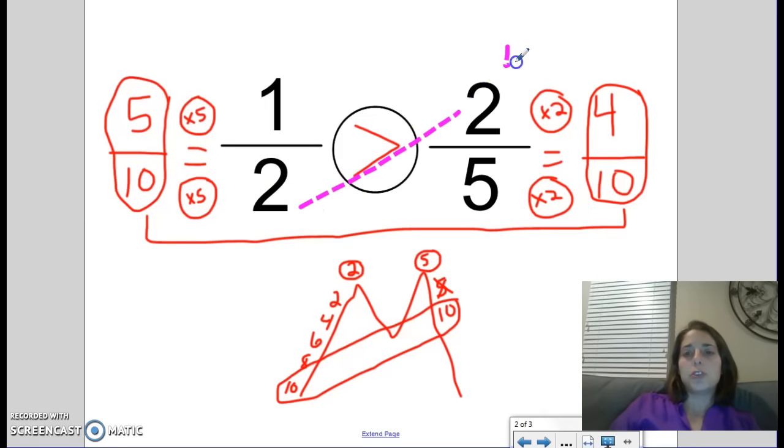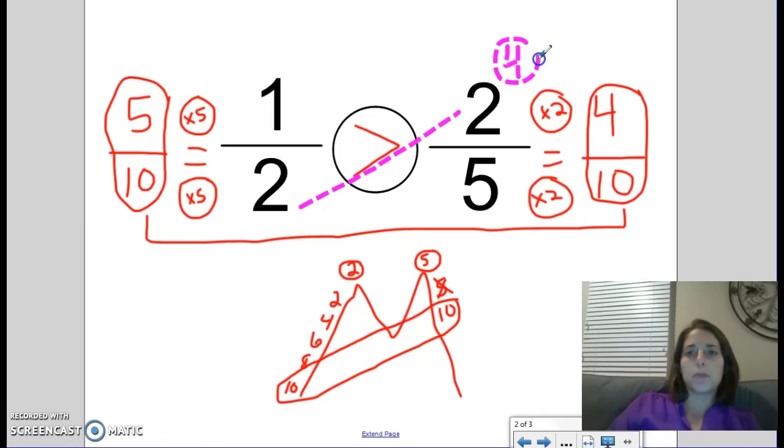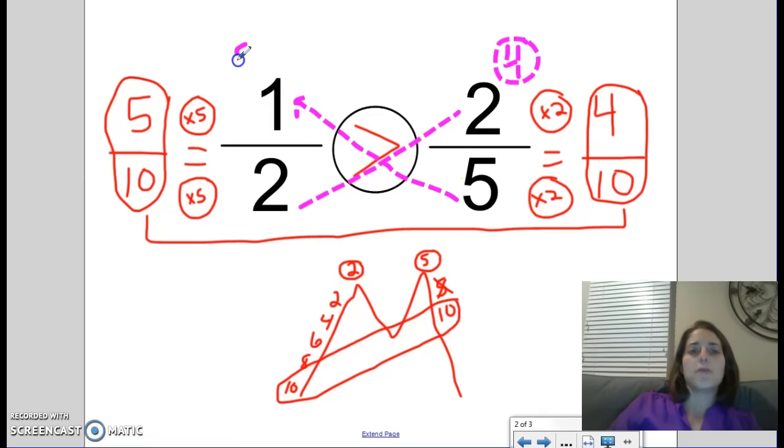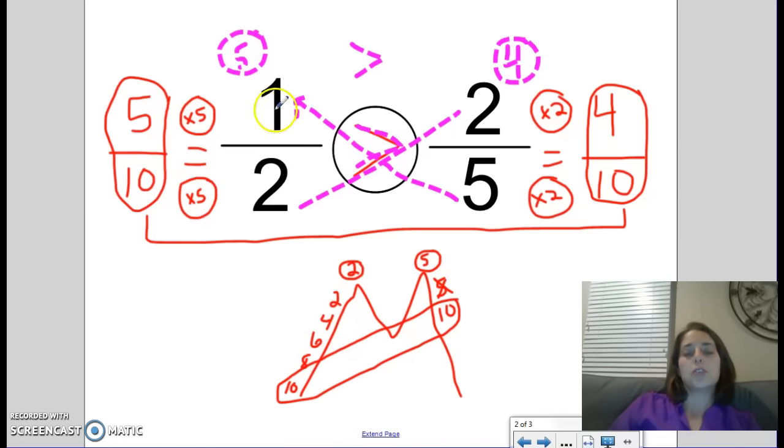So 2 times 2 is 4. That's a weird pen there. And 5 times 1 is 5. And I know 5 is greater than 4. So that means that the fraction on the same side, which is 1/2, is greater than 2/5.